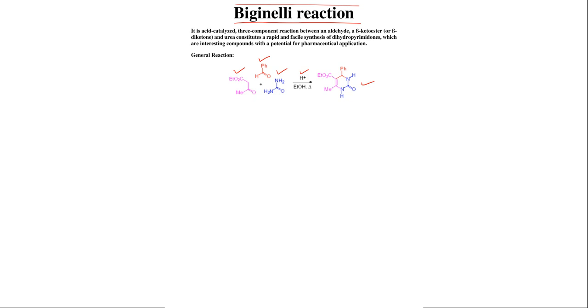How do these three components react with each other in the presence of acid? To completely understand the mechanism of this reaction, let's have a look at the reaction mechanism, that is, how these three components react with each other in the presence of acid to produce the pyrimidone ring.